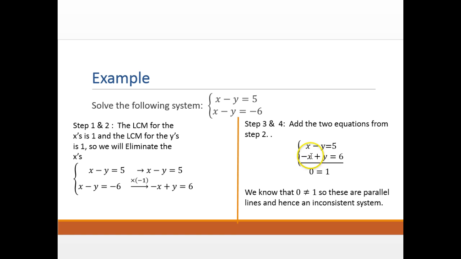When we line these up, we get x minus y is 5. Negative x plus y is 6. Notice these cancel out. You simply get 0 equals 1. There are no variables left. This tells us we have parallel lines, and hence we have an inconsistent system.